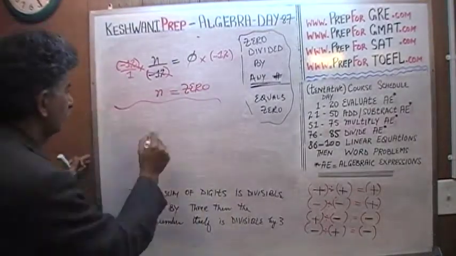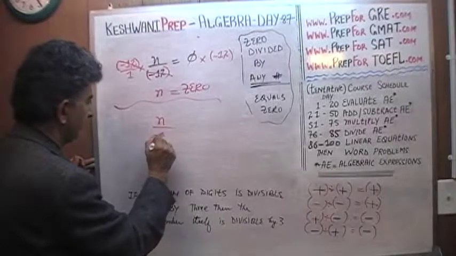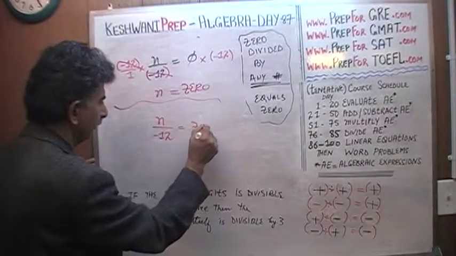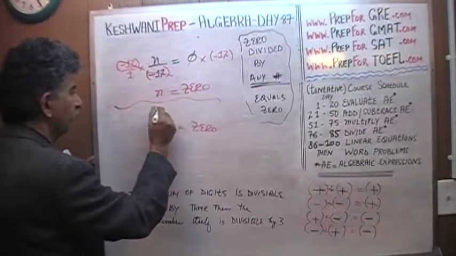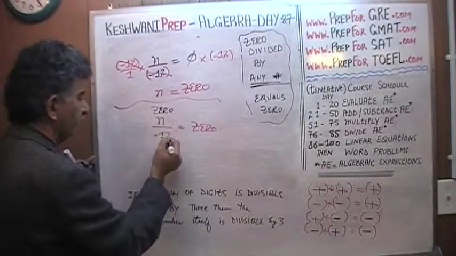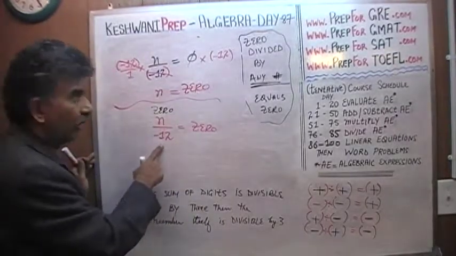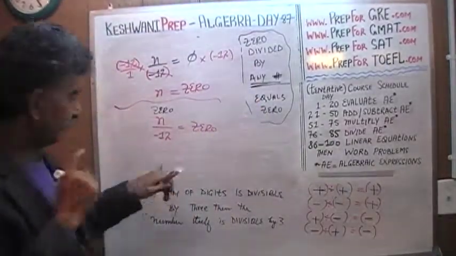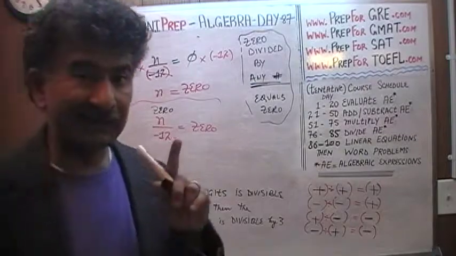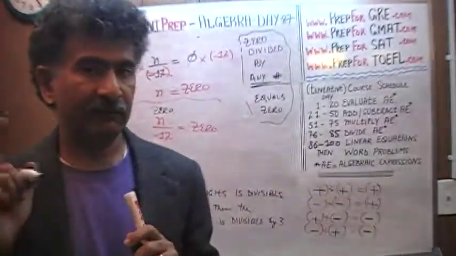In other words, the question was, what number multiplied by negative 12 would equal 0? The answer is 0. 0 divided by any number, not just negative 12, but 0 divided by any number would equal 0. It doesn't matter what you have in the bottom, but the top has to be 0. That's the only way you're going to get 0 on the other side.